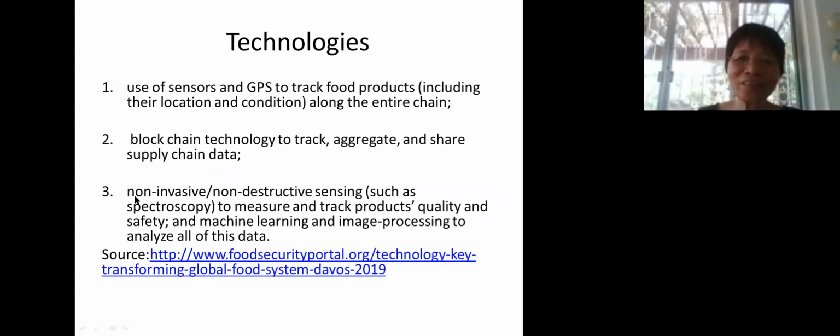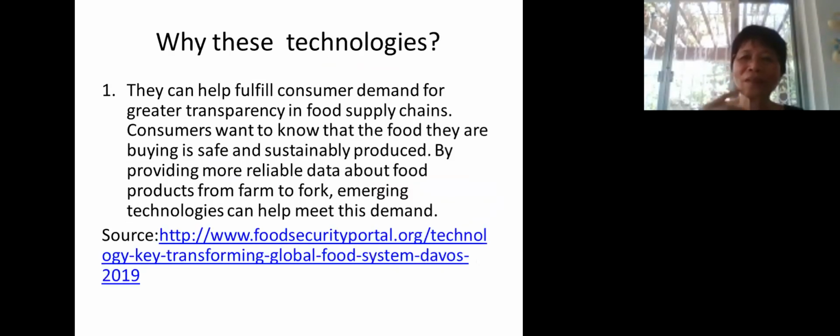What is the third technology? It is non-invasive, non-destructive sensing such as spectroscopy. They use spectroscopy to measure and track product quality and safety, and machine learning and image processing to analyze all of this data. They do not only tell you where it is, but they analyze it so that they can improve it. Again, that is the source, Davos 2019.